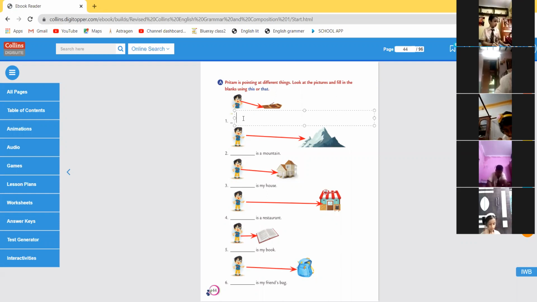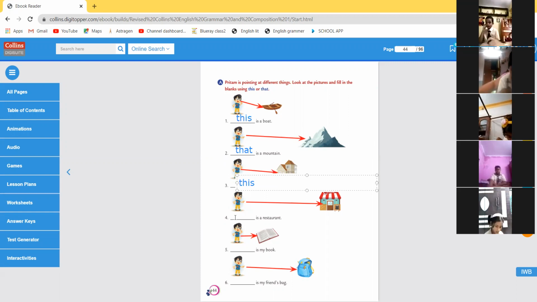So this is a boat. That is a mountain. Try to do it by yourself. This is my house. That is a restaurant.